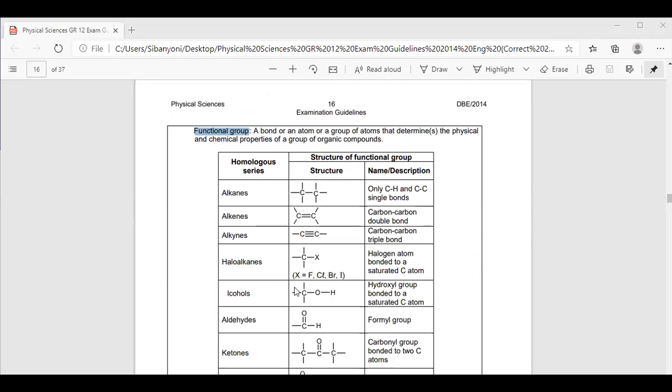And there it is. With this homologous series, for example, alkanes, this will be the structure of the functional group, because you are going to see single bonds between carbon and carbon atoms, and single bonds between carbon and hydrogen atoms. So when a molecule looks like this and it has hydrogens everywhere, then you know it belongs to the homologous series alkanes.